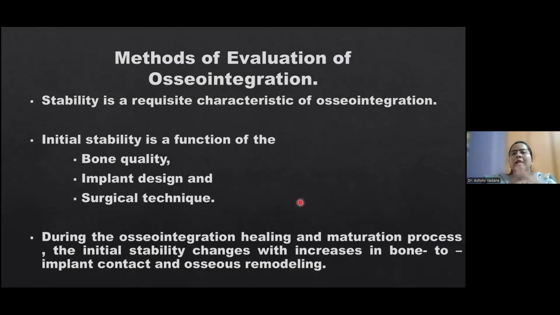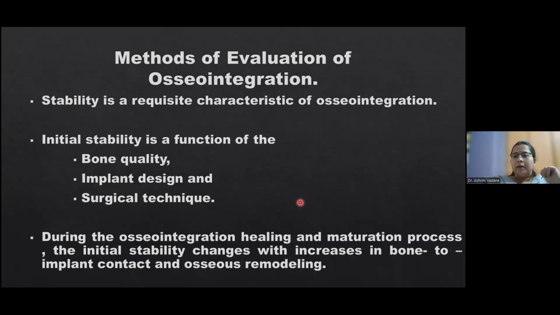Now we will see the last part of osseointegration, methods of evaluation of osseointegration. Till now we have covered everything like introduction, definition, history, theories, mechanisms, and types. And now we are going to see the methods of evaluation of osseointegration. Stability is the requisite characteristic of osseointegration, and initial stability is a function of the bone quality, implant design, and surgical technique.